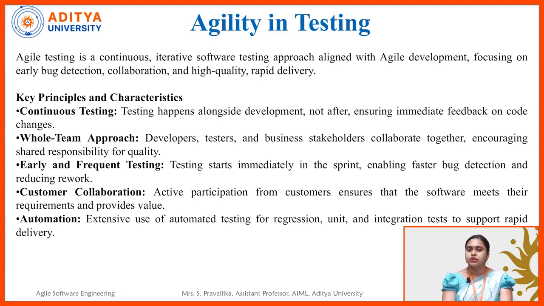So what does customer collaboration mean? If we are able to involve the customers in the project, it definitely adds value to the project. Next, automation. Extensive use of automated testing for regression, unit and integration tests to support rapid delivery. Automation is nothing but using automated tools. If we are able to use these automated tools, we can definitely have a faster delivery of the project. In that, we'll be using regression testing, unit testing and integration testing, which support fast delivery. So this was regarding the agility in testing.